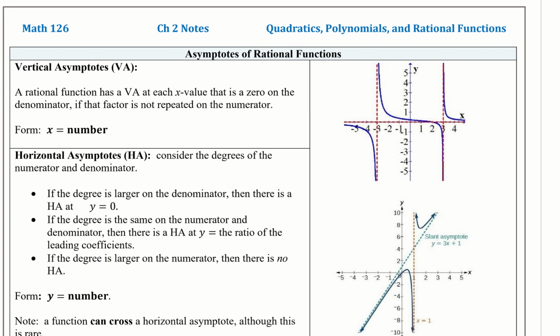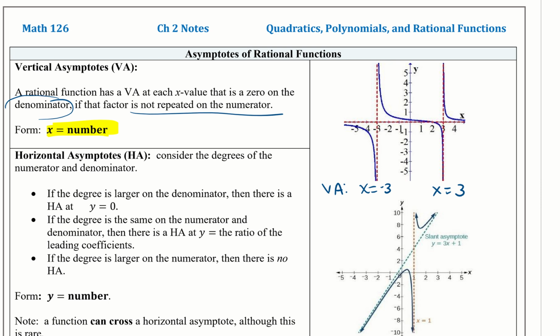Okay, the vertical asymptotes. Just a reminder, a vertical asymptote is going to be a 0 on the denominator, but we want to make sure that it's not repeated on the numerator. Because if it's repeated on the numerator, then it's actually going to be a hole in the graph. Because this is a line, we have to write this in the form x equals some constant. So in this picture, we can visually see our vertical asymptotes would be at x equals -3 and x equals +3. That's how you would write them.